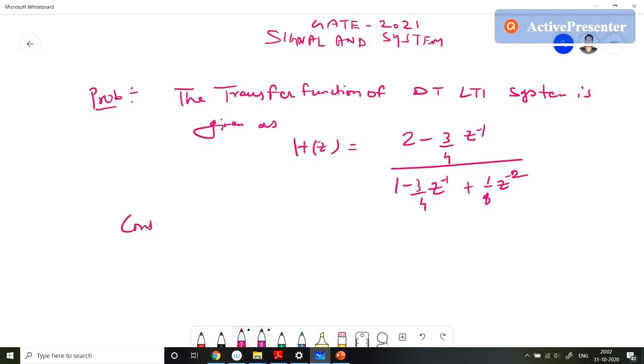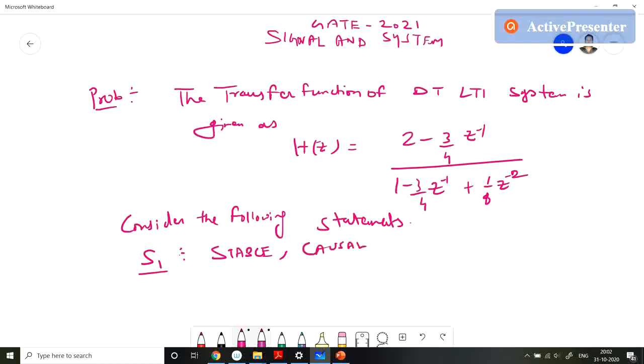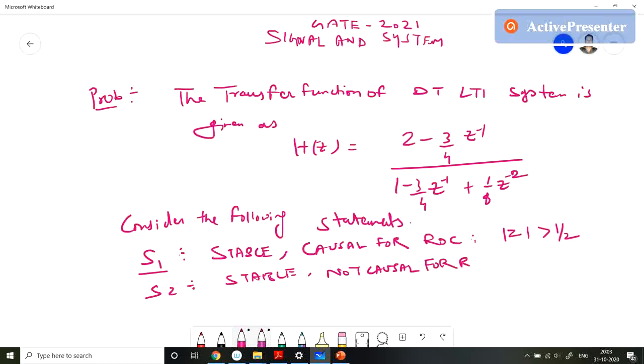Now consider the following statements. The first statement, S1: the system is stable and it is causal for ROC modulus of z greater than 1/2. Second: the system is stable but not causal for ROC modulus of z less than 1/4.